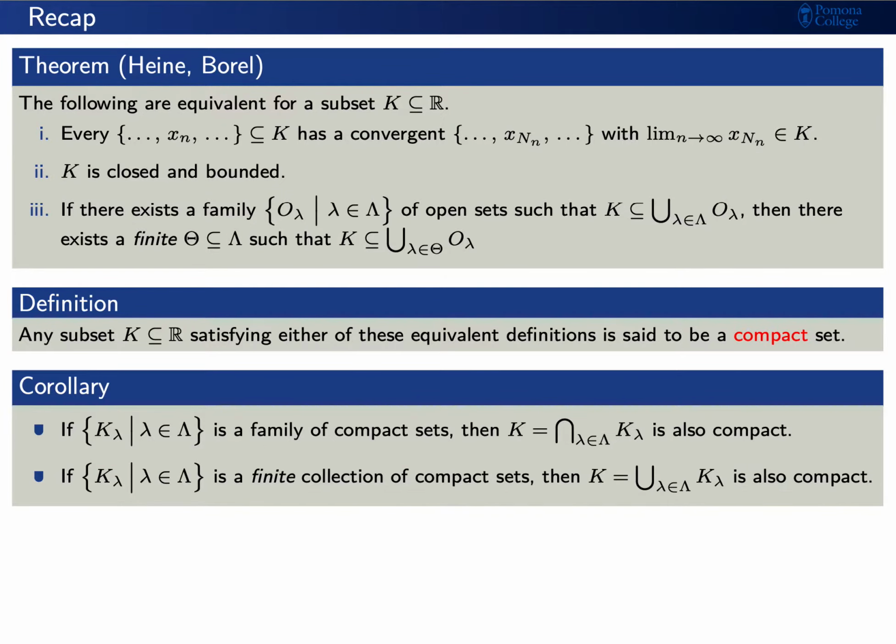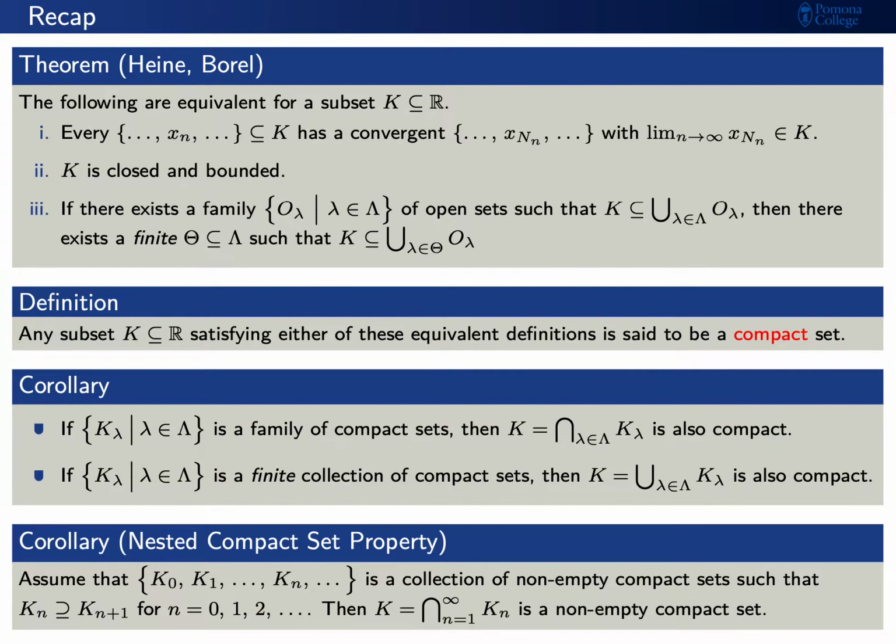We have the following two statements as a corollary. First, let's say that K sub lambda is a family of compact sets. Then its intersection is also a compact set. Second, say that we have a finite collection of compact sets. Then its union is also a compact set.